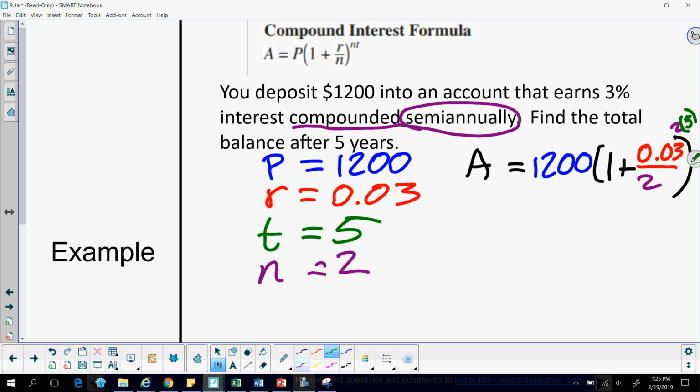Do you guys see that the equation is right above that question? You're just plugging in what you have. It's 2 times 5. So it's N times T, and you put those in parentheses. So Valeria just told me it was 1,382.92.